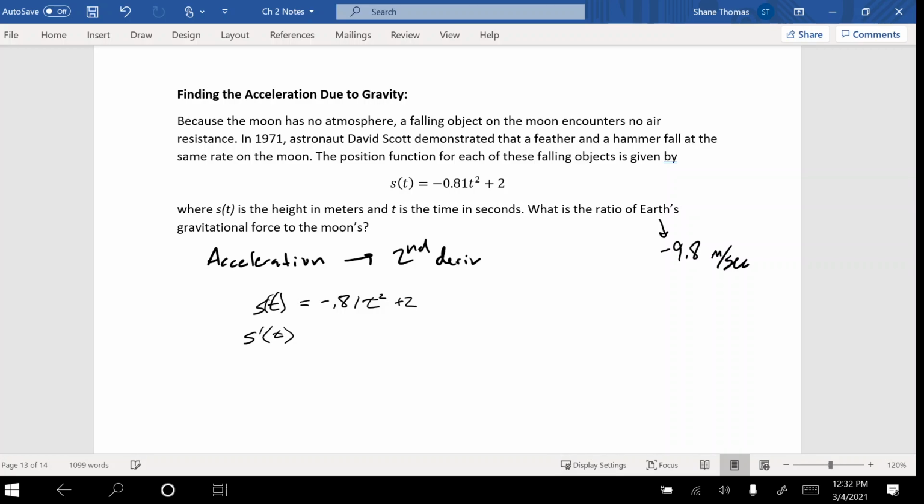For the first derivative, all we have to do is apply the power rule, right? The 2 goes away because it's a constant, equal to 0. So with the power rule, we have 2 times 0.81, so it's going to be 1.62 t. Then for the second derivative, all you do is take the one you just found and take the derivative again. The derivative of a constant times a variable to the first power is just the constant. So the moon's will be 1.62.